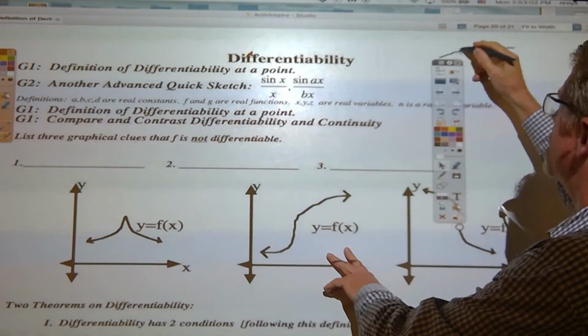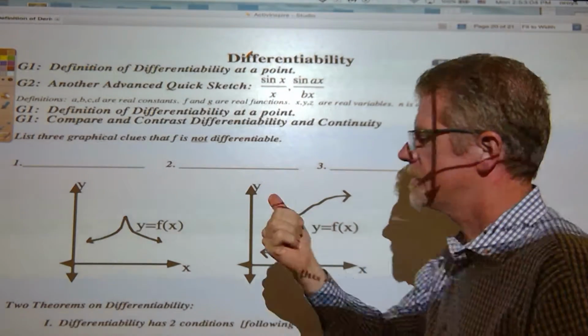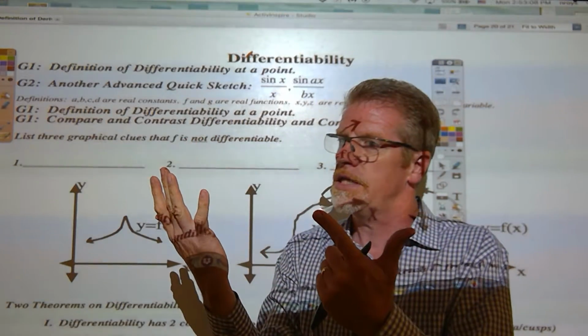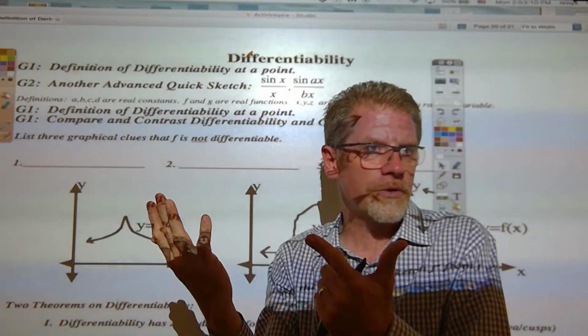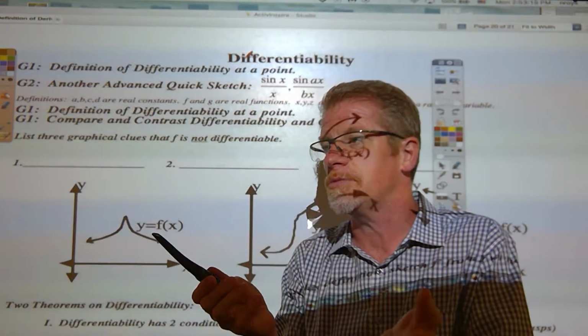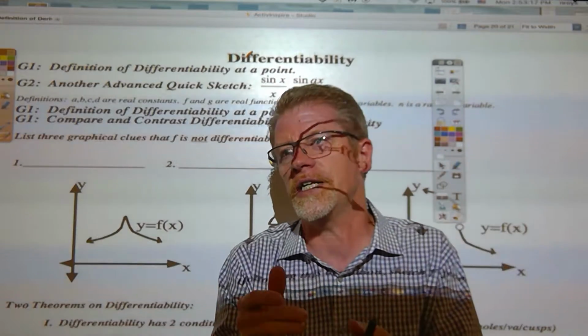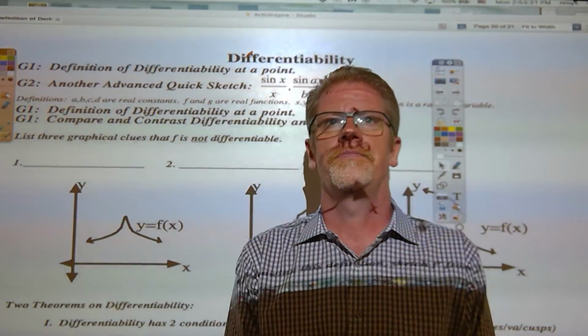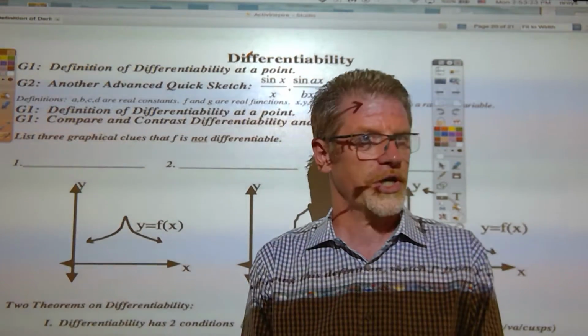Differentiability is a 7-syllable word. Differentiability. Not every day you get to say a 7-syllable word. At least for me, it's not every day. Maybe it is for you every day. But let's practice saying, when I say go, I'd like all of you to say out loud and in unison, differentiability. Ready? Go. Differentiability. That's pretty good.